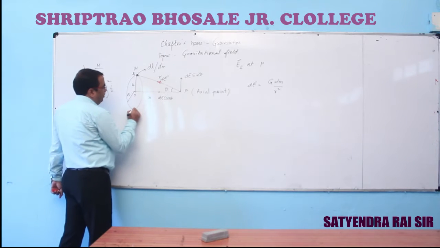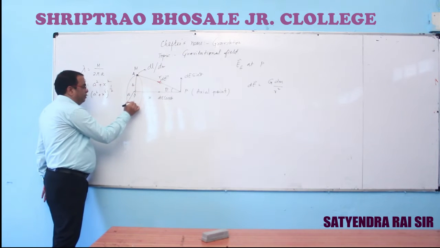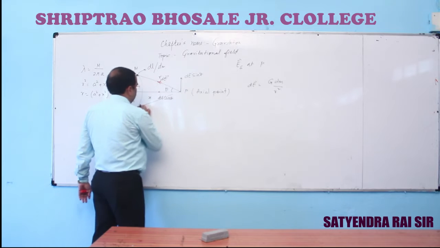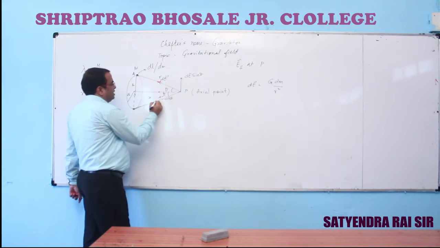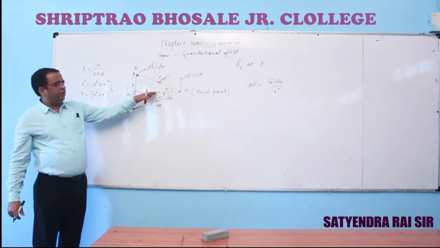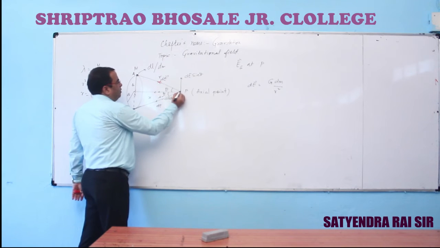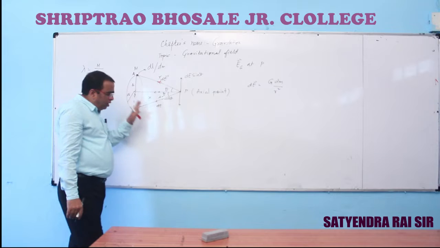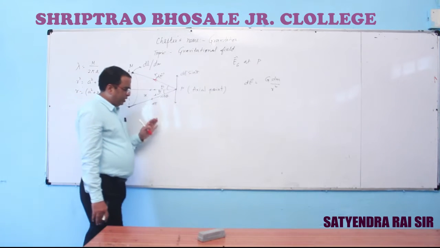By symmetry we can take another symmetrical element just diametrically opposite to the initial element. Again if I join this, the angle again becomes theta. This field is again dE, and this dE will have a component along PO as well as a component along the y-axis. That means for all the elements taken, we have to take, right?